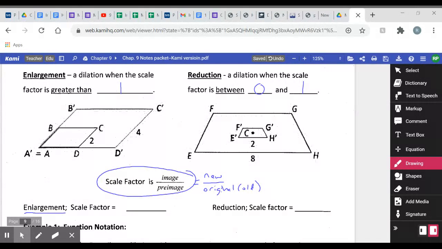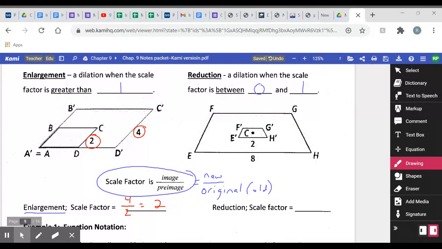And that doesn't look very good, my original, so I'm going to rewrite that. So original or old, the one that you started with. So in this case, just be careful with that. In this case, the image length is the new length with the primes, which is 4, and the original or the old length, in this case, is the 2. And then you just want to reduce it down if you can. In this case, we get a scale factor of 2. So every length is getting doubled. And again, that number is a number greater than 1, so it makes sense that it's an enlargement.